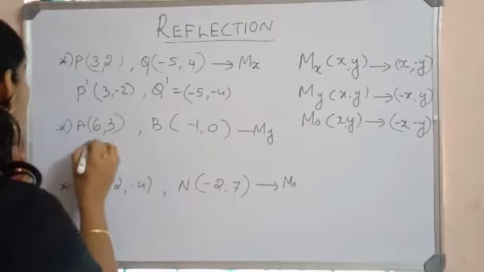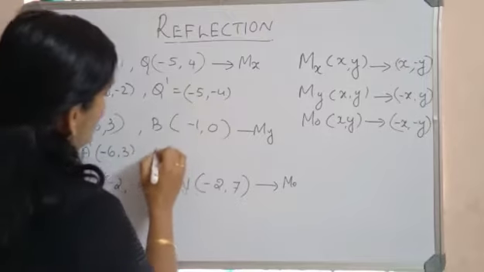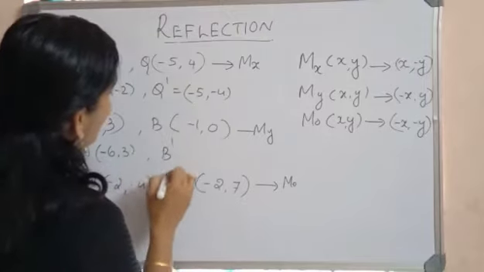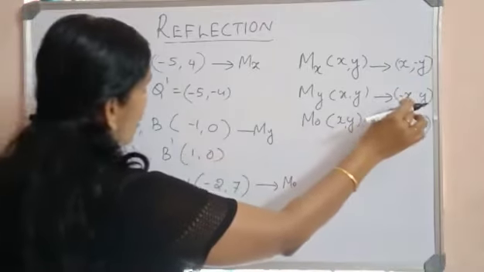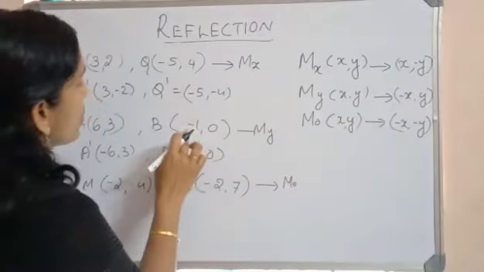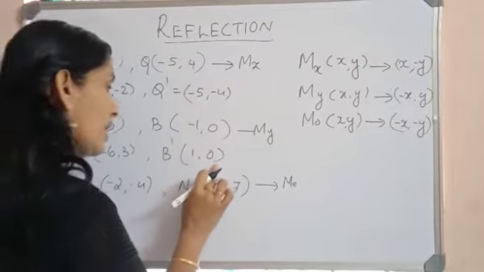So the A dash, the image A dash, is minus 6, 3. And here in the next question, the image B dash is 1, 0. Here the x coordinate changes to minus x. So here it is already minus 1. So minus into minus plus 1, this becomes 1, and 0 as it is.